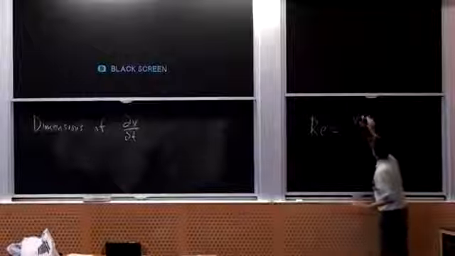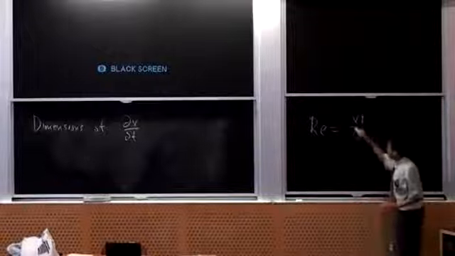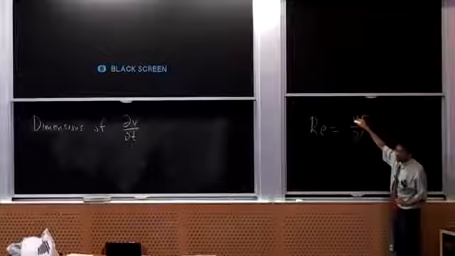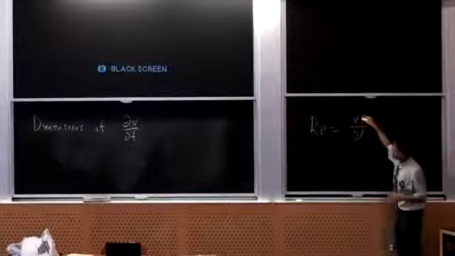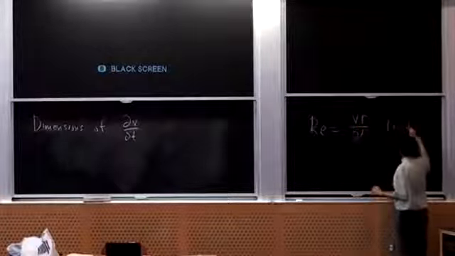Reynolds number, which is VR over nu, once we know this guy's dimensions, and V, we know its dimensions, R, the size of your sphere or something. So this is dimensionless.